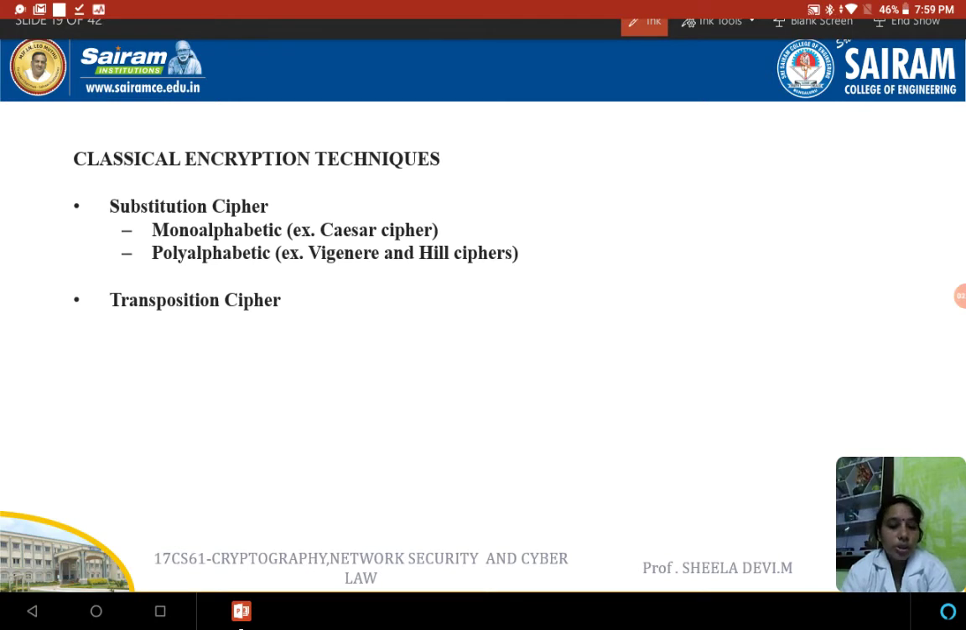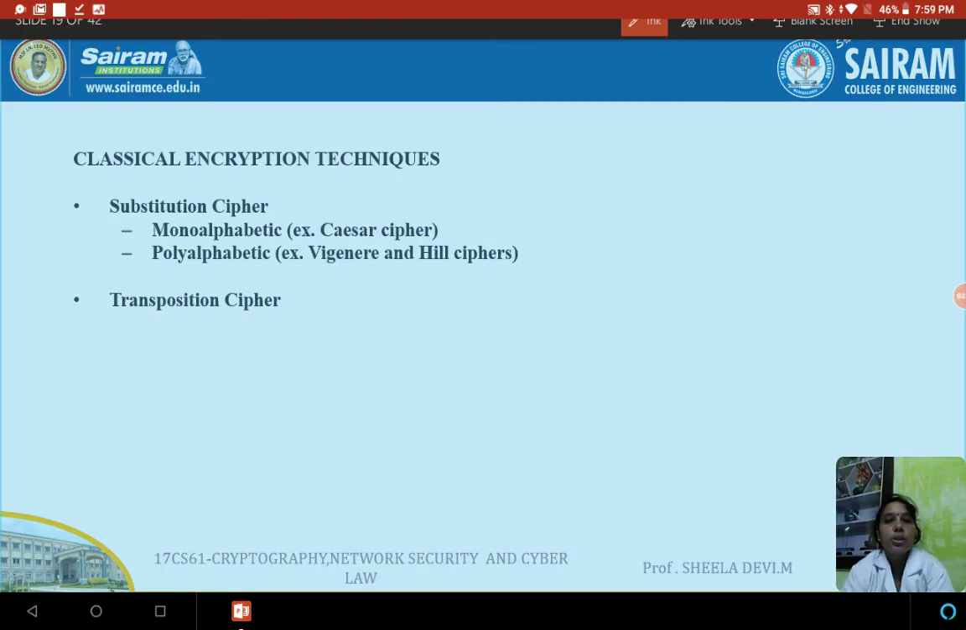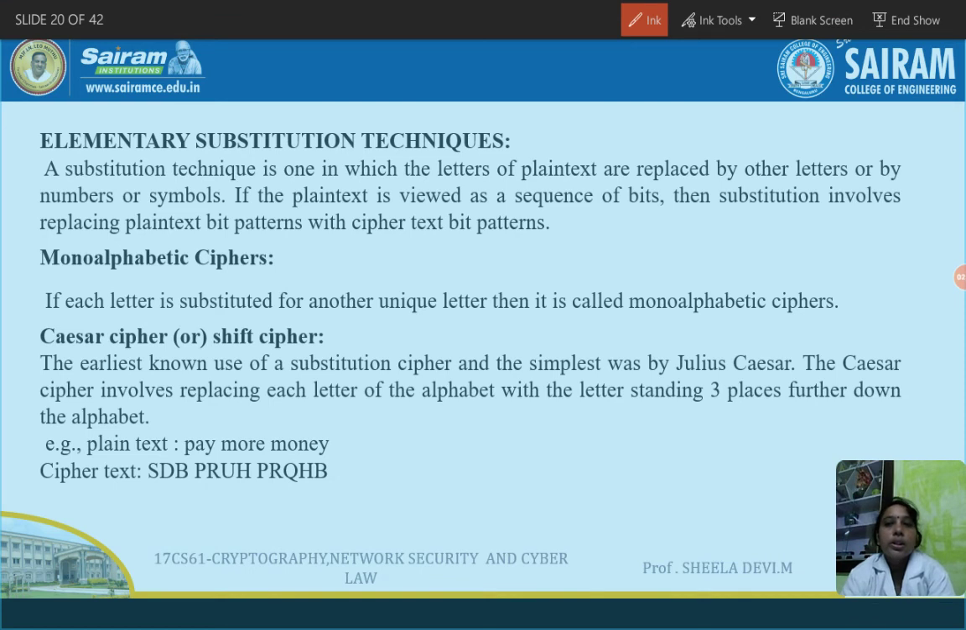In these two things, we'll see some examples to work out the substitution cipher and the transposition cipher. The first one is the elementary substitution technique, as I said. A substitution technique is one in which the letters of the plain text are replaced by other letters or by numbers or symbols. If the plain text is viewed as a sequence of bits, then the substitution involves replacing plain text bit patterns with ciphertext bit patterns.